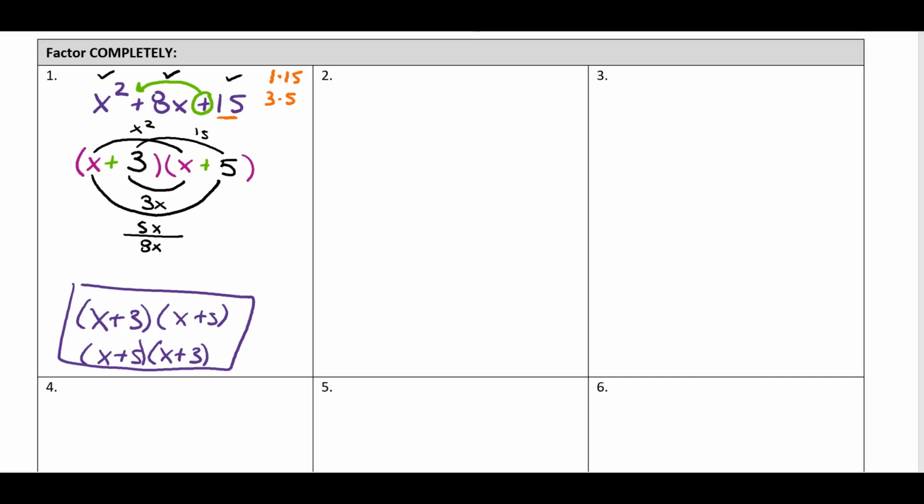So let's try number 2. x squared minus 2x minus 24. So first step is to write our parentheses. Second step is to look at our x squared. So x squared factors into x times x. We're going to look at our signs now. So the second sign is a negative. So a negative means they're going to be different. Okay, now that means we just need a plus and a minus.